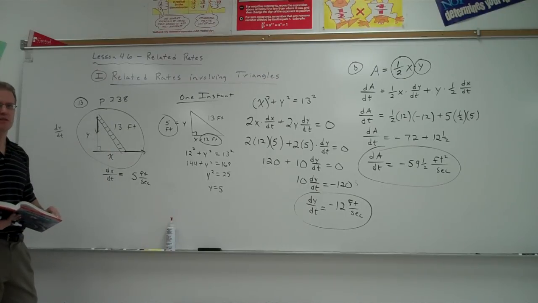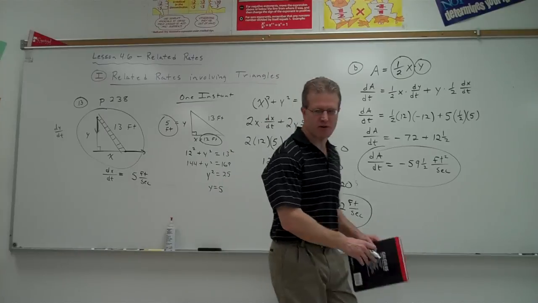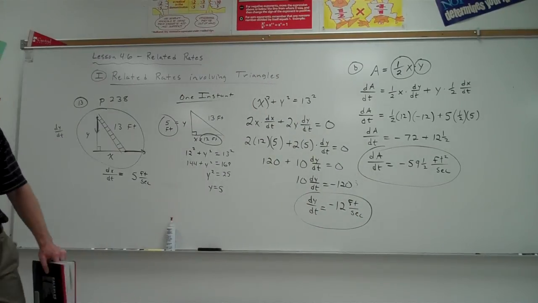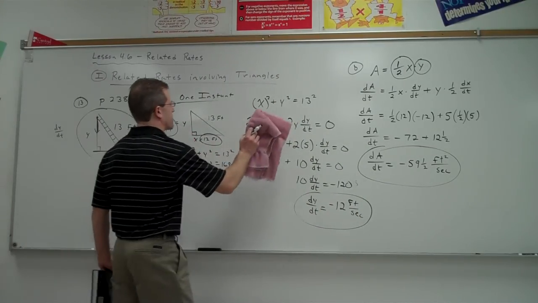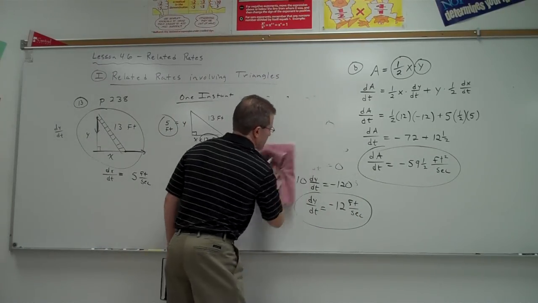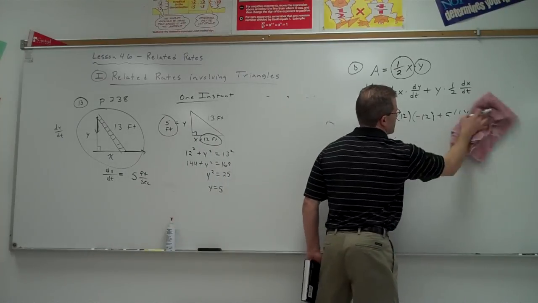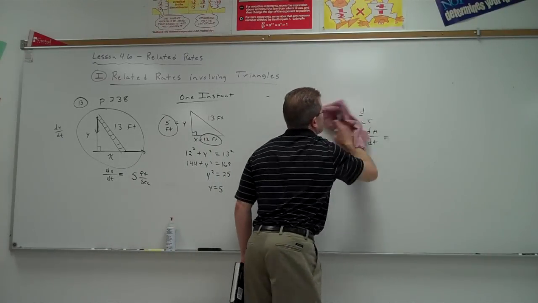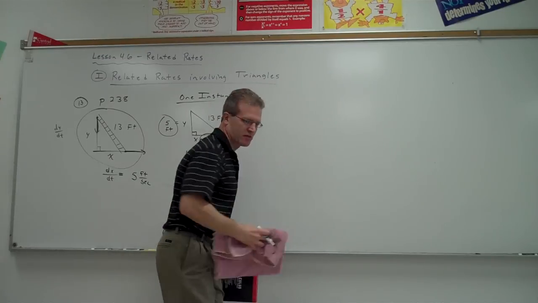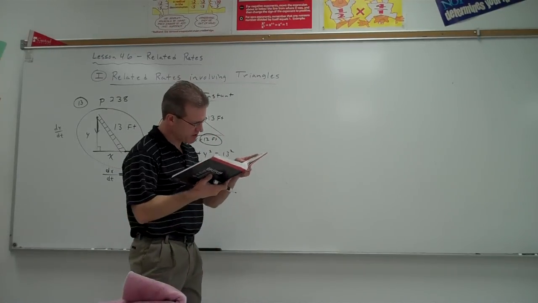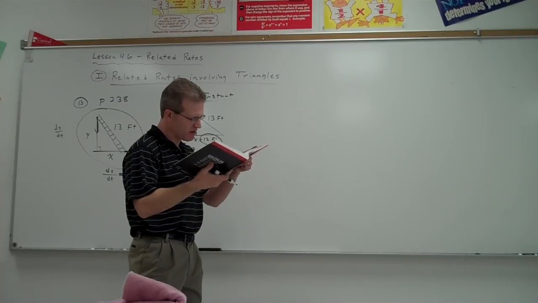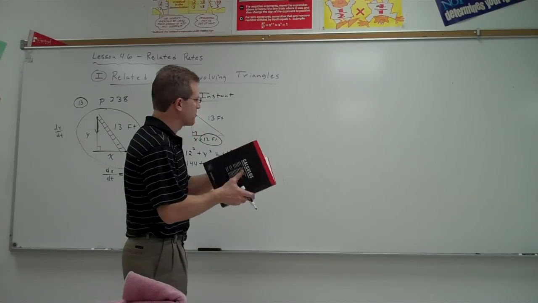Any questions about that? All right, one more, part C. I'm going to erase part of this so we can do part C and then we'll be done with this problem. Part C is a little bit trickier because now we're going to talk about an angle. Part C says, at what rate is the angle theta between the ladder and the ground changing at that moment?